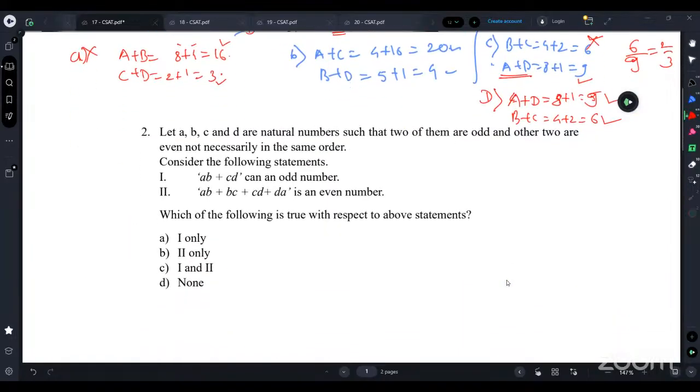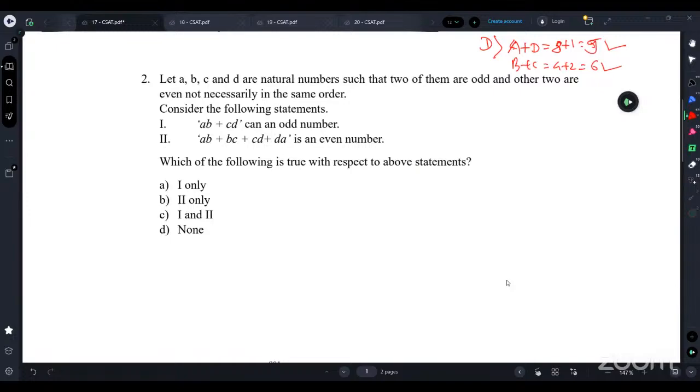Okay. Now see the next question, guys. Next question says, let A, B, C, and D be natural numbers such that two of them are odd and two of them are even, not necessarily in the same order. So we don't know the order, which will be odd and which will be even, that we don't know. Now we have been given these two statements. Statement 1 says AB plus CD can be an odd number. Here it should be B basically. Can be an odd number.